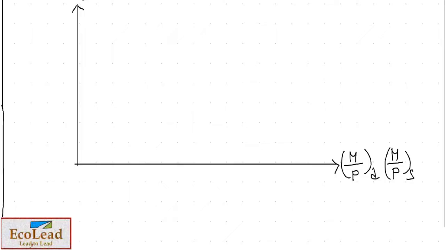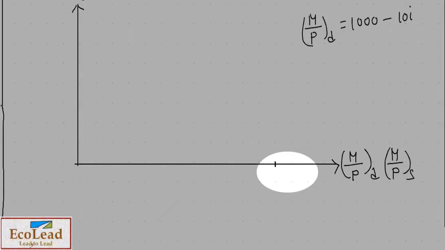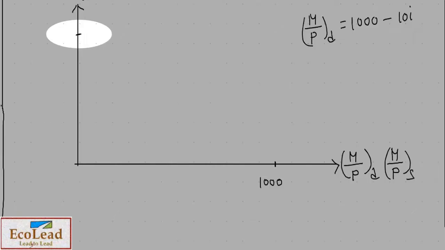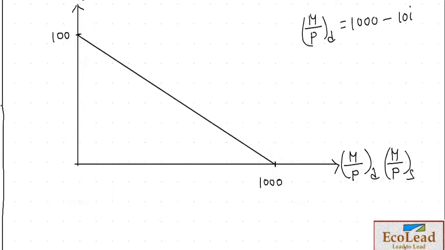Now, in the first case, we have identified the money demand equation. What was the equation? M by P D was 1000 minus 10I. So here we identified that 1000 will be the horizontal intercept and 100 was our vertical intercept. When we join these 2 points, we get the money demand equation.